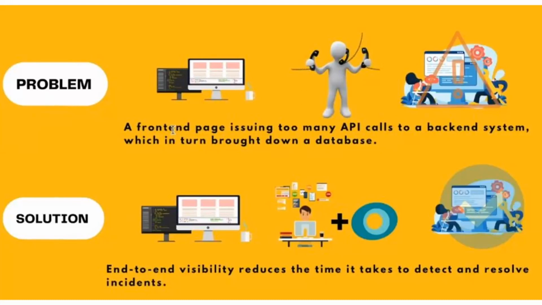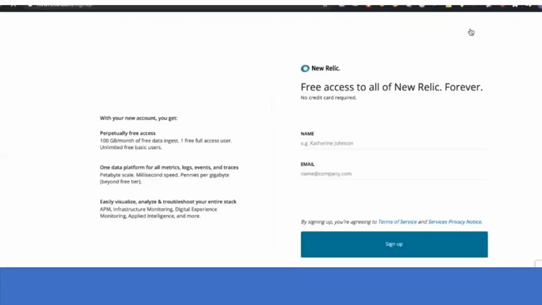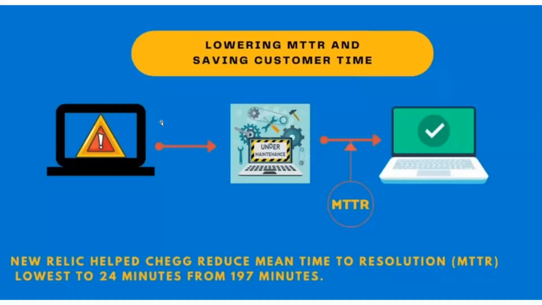So what is the solution? You need to do that in less time. That is the goal and the objective: to detect and resolve these incidents, whether it is one server or multiple servers, as quickly as possible, which will help the business. Lowering MTTR and saving the customer time. New Relic helped reduce mean time to resolution to as low as 24 minutes from 197 minutes. In other words, what was taking close to 3 hours is now being resolved in 24 minutes if there are any issues or maintenance. As a result, the customers will be happier. So what is MTTR? MTTR is a metric.